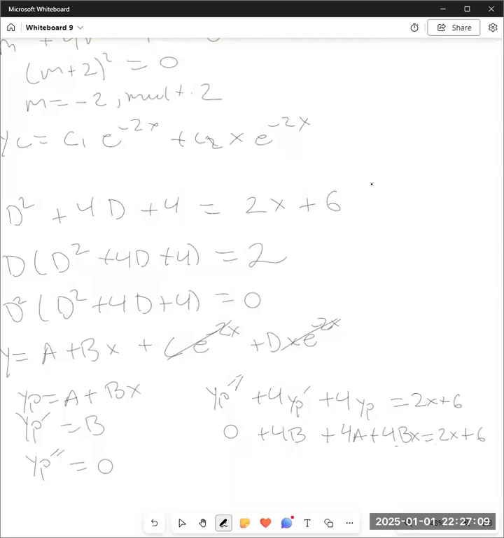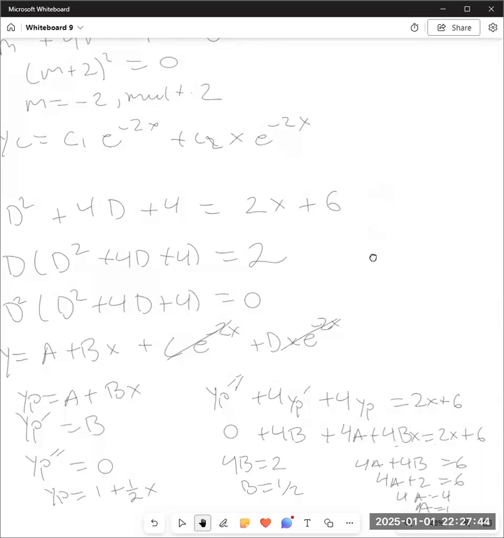So my x parts are 4b is equal to 2, so b is 1/2. My constant parts 4a plus 4b equals 6. With b being 1/2, that means 4a plus 2 equals 6. 4a is 4 and a is 1. So that means that my yp is 1 plus 1/2 x.